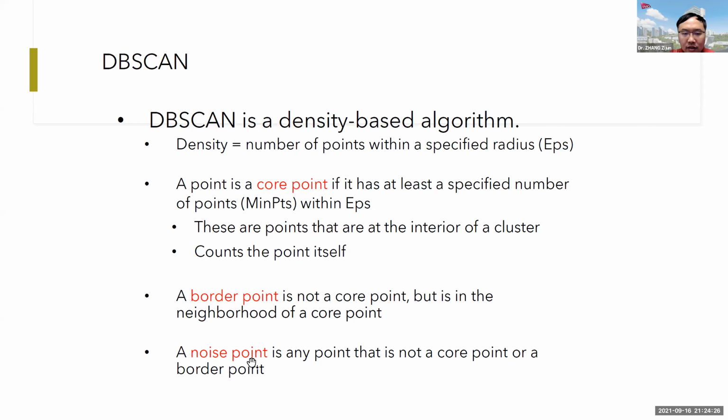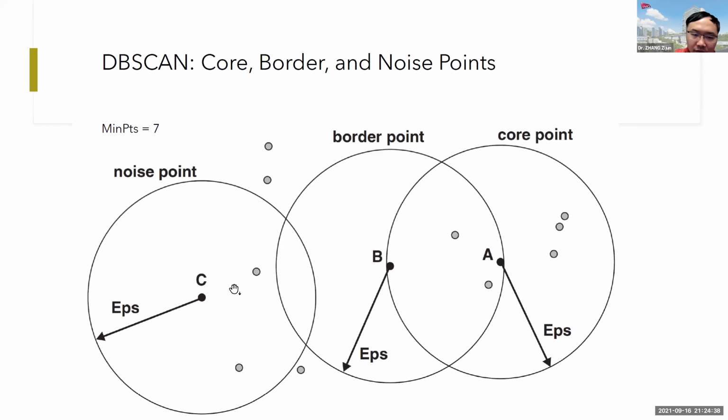Then the third term we would like to introduce is the noise point, or sometimes we call it an outlier. A noise point is any point that is not a core point or a border point. Here, the example is C. C is not a core point and not a border point, so it is a noise point.